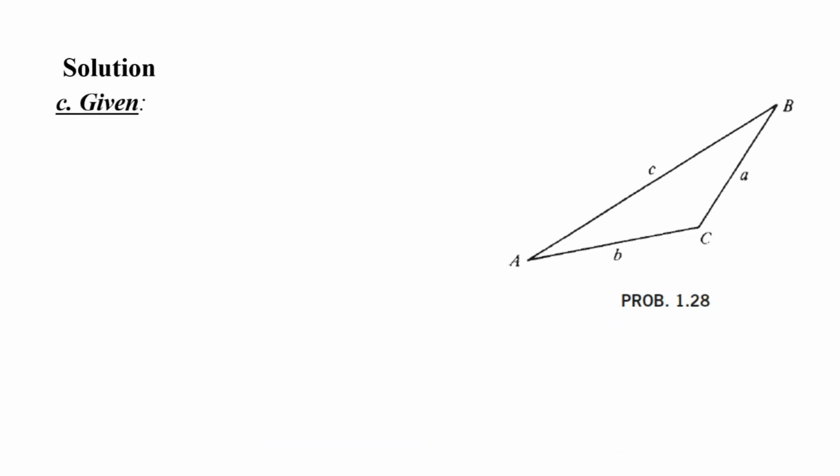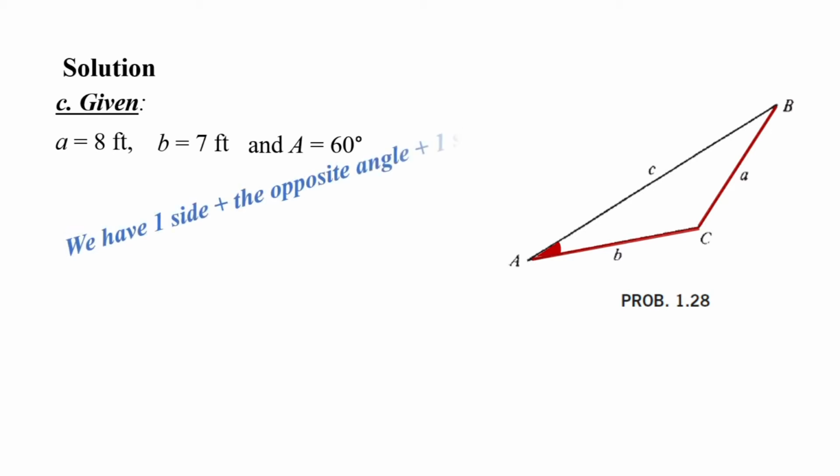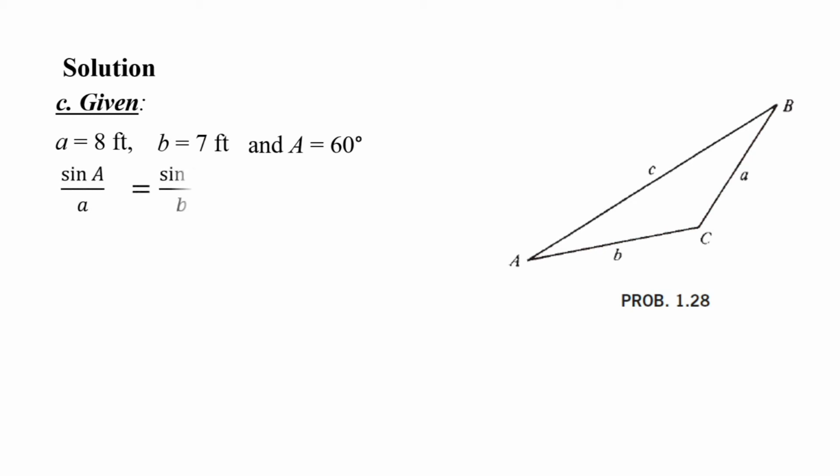Okay, next case. We have A, 8 feet, B, 7 feet, and angle A, 60 degrees. So here we have two sides, but not the angle between them, but we have the angle opposite to one of them, which means we can apply sine law. We'll plug in the numbers.